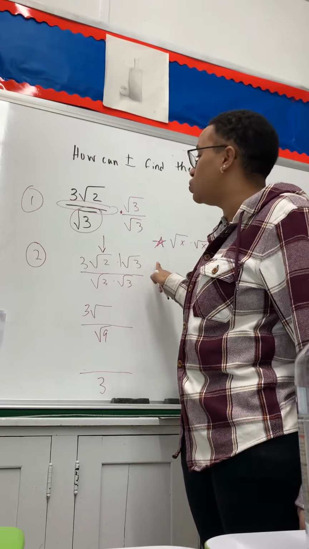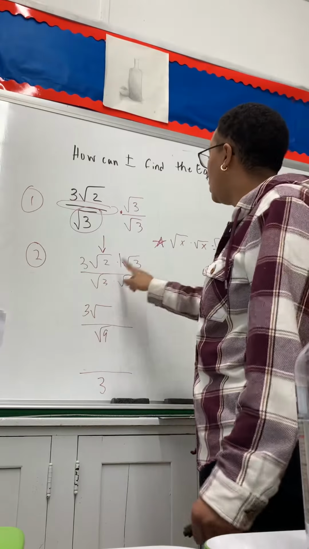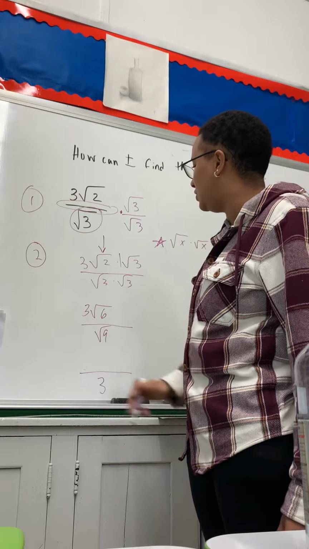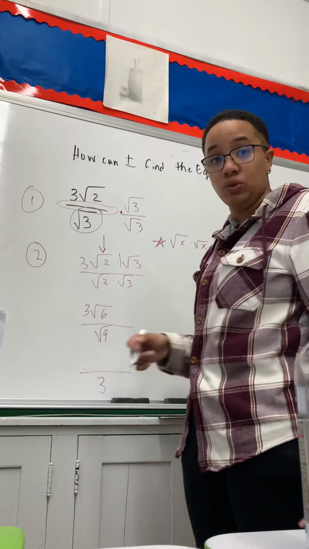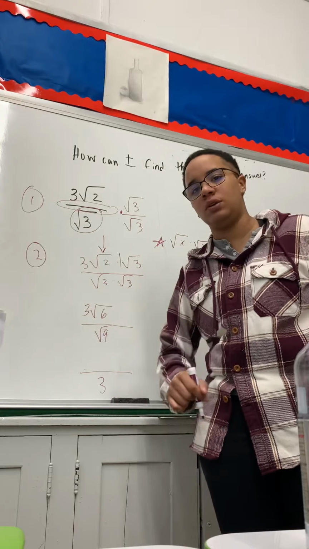Was it radical 2 times radical 3? Oops. Yeah, that's right. Radical 2 times radical 3. 3 times 2 equals 6. 3 times 1 equals 3. Can I simplify radical 6? Is there any perfect square that goes into radical 6?